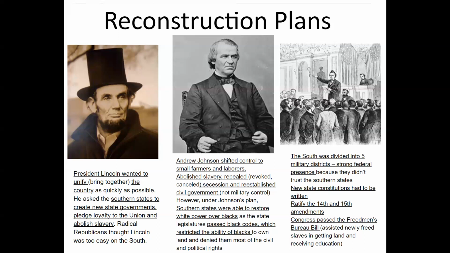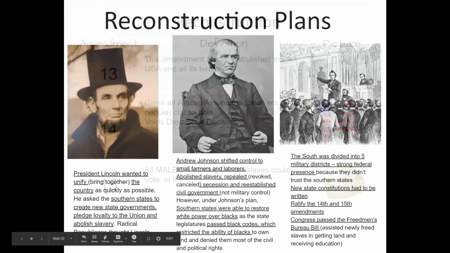At this time, these new state constitutions had to be written, and they had to include the 14th and 15th Amendment. If you remember, the 13th Amendment frees the African American slaves. The 14th Amendment gives the African American citizenship, and the 15th Amendment allows them to vote. Congress, inside the radical Republicans, was then able to start the Freedmen's Bureau, which assisted newly freed slaves in getting land and receiving education to be able to better themselves in American society.